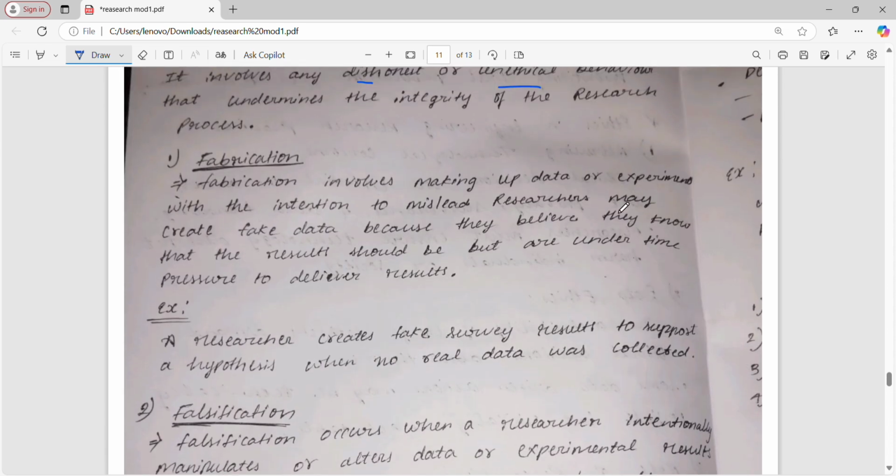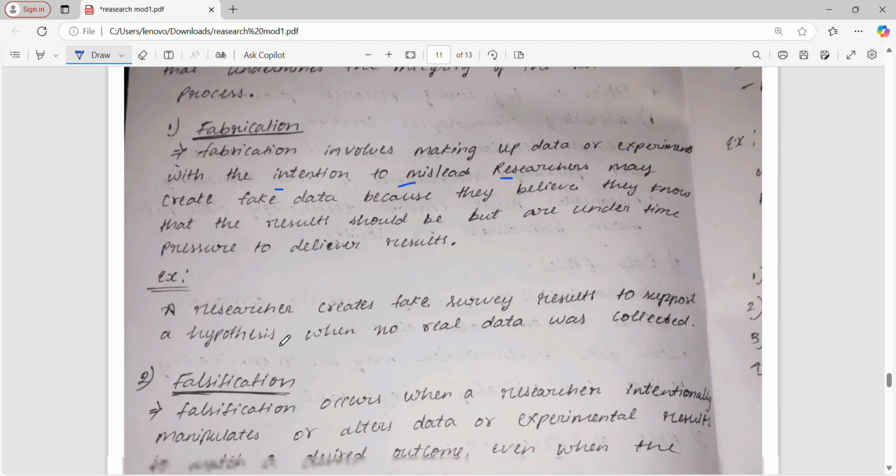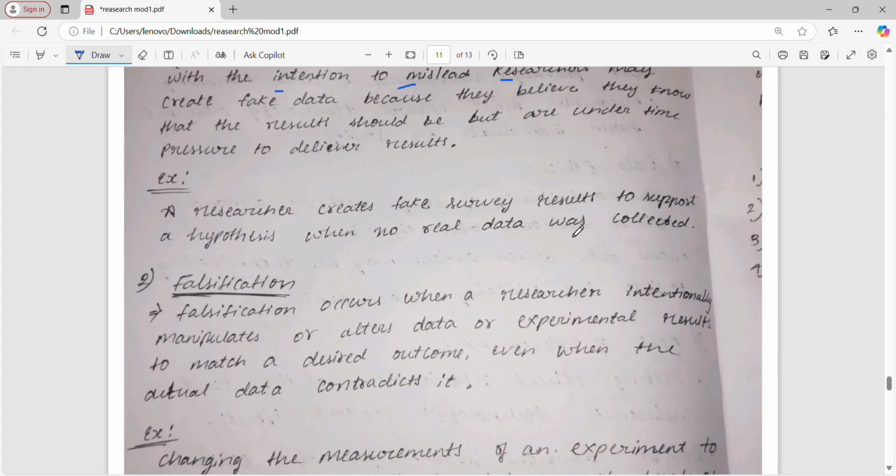Fabrication involves making up data or experiments with the intention to mislead researchers. Researchers may create fake data because they believe they know what the result should be, but are under time pressure to deliver the result. An example: researchers create fake survey results to support the hypothesis when no real data was collected. This leads to misconduct.